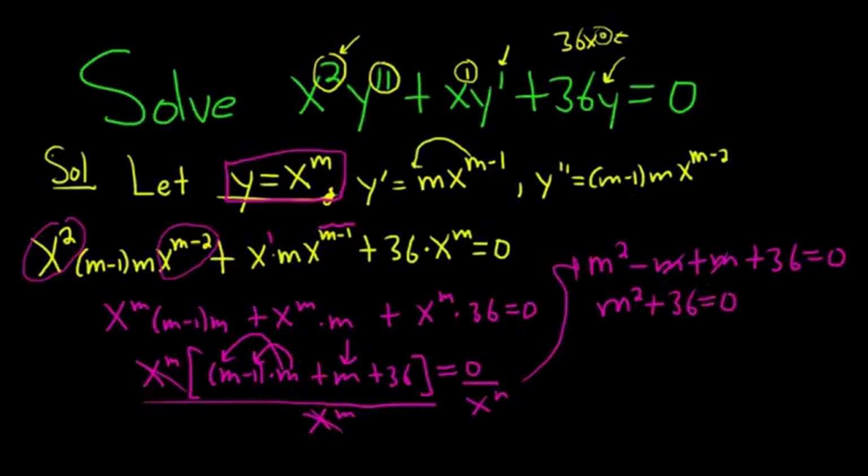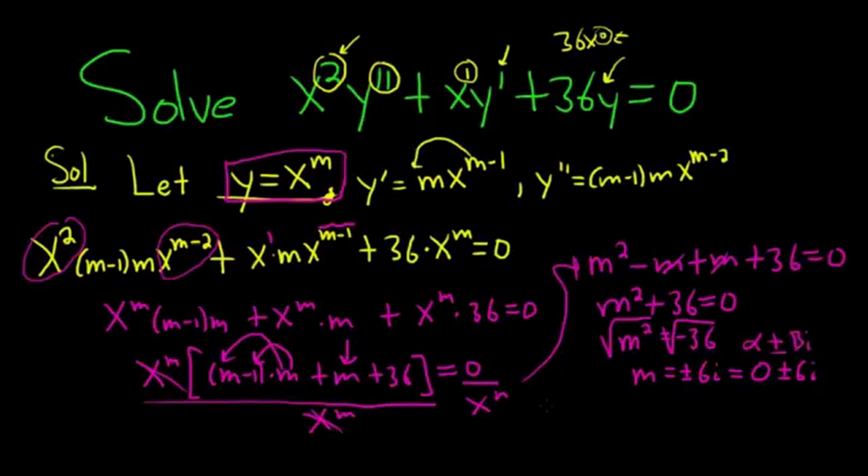To solve this for m, we can subtract 36. So we have m squared equals negative 36. And when you take the square root here, you will get a plus or minus. So taking the square root, we get m equals plus or minus 6i. So we have complex conjugate roots. We can think of this as 0 plus or minus 6i. That way it matches the form alpha plus or minus beta i.